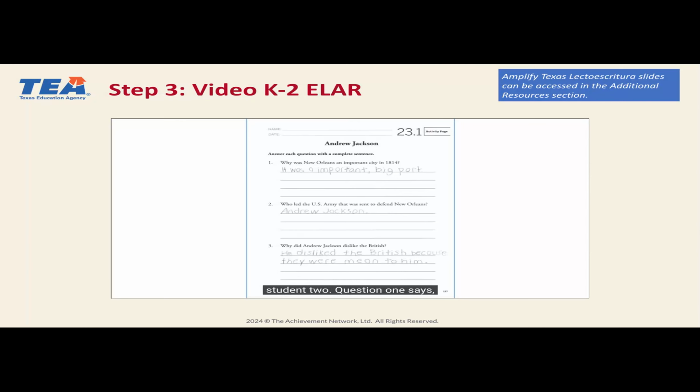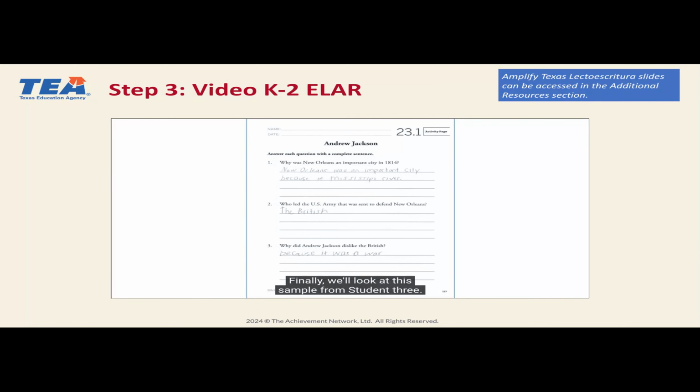Next, we'll look at the sample from student 2. Question 1 says, it was an important big port. Question 2 says, Andrew Jackson, and question 3 says, he disliked the British because they were mean to him. The student recalled what was read in Chapter 9 of their student reader, accurately answered each question and elaborated using key ideas for some questions, and used complete sentences when answering some questions. I'm going to categorize this as partially meeting expectations, because it does accurately fulfill one success criteria and attempts to meet the second and third one, but it definitely does not fully meet them all.